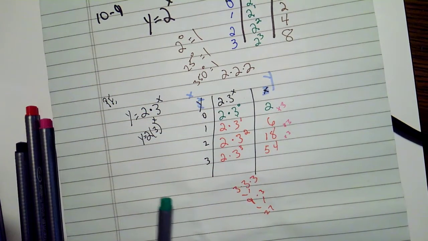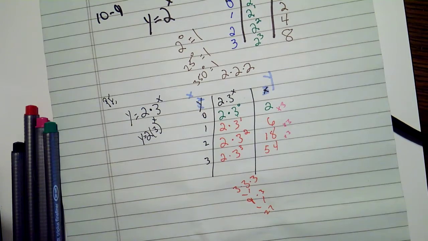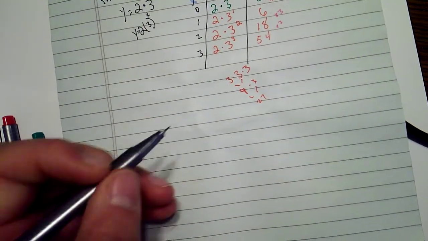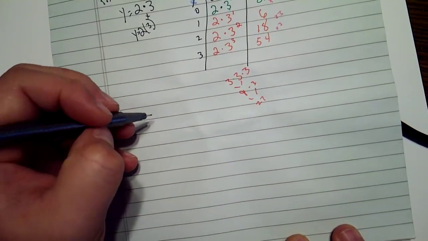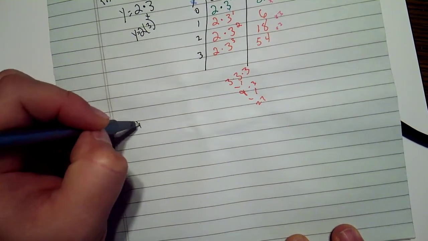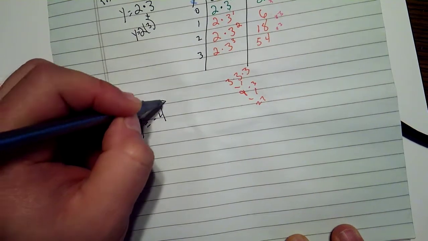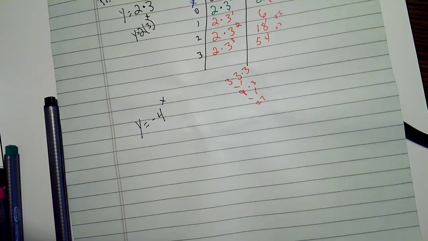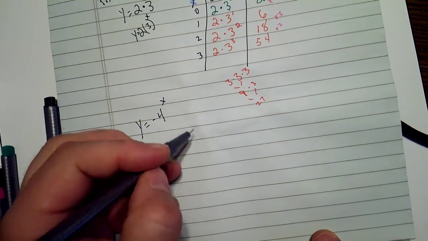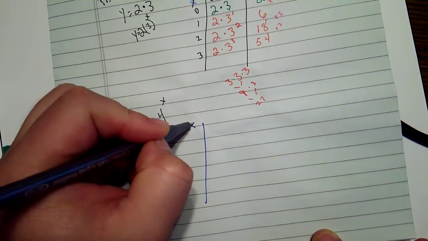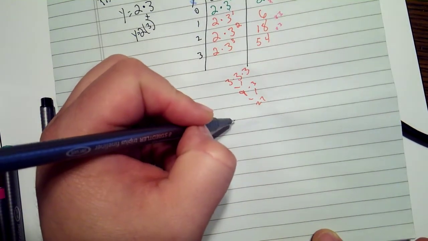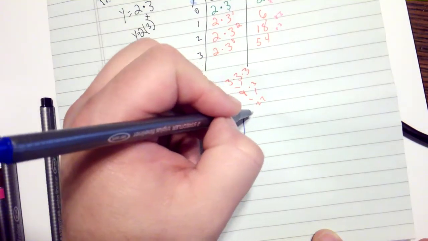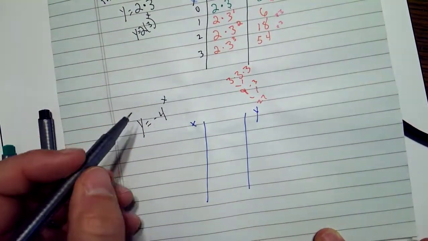Okay, last one. On there we have y equals negative 4 to the x. All right, so I'm going to start off, I'm going to make my table. We have our x values, our function section, and our y values. So I'm going to take a second to break this up.